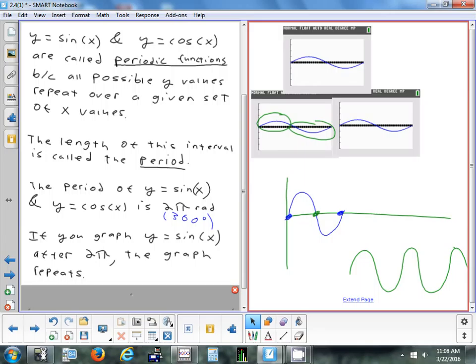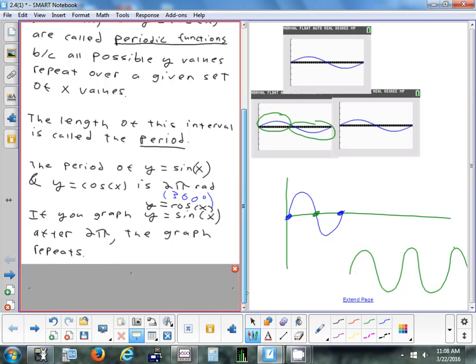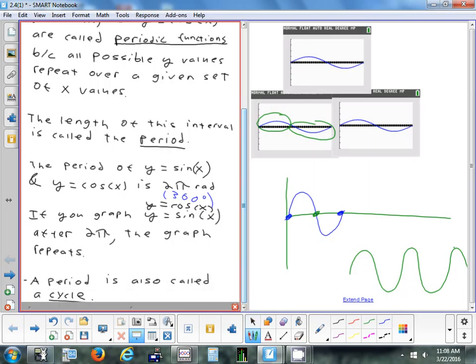And this could say sine or cosine. If you graph y equals cosine x, after 2 pi, the graph repeats itself. Okay, and another name for a period you might see in the book, or especially in other subject areas, they call it a cycle. One cycle of the graph. Right? We're going to refer to it usually as the period of the graph.